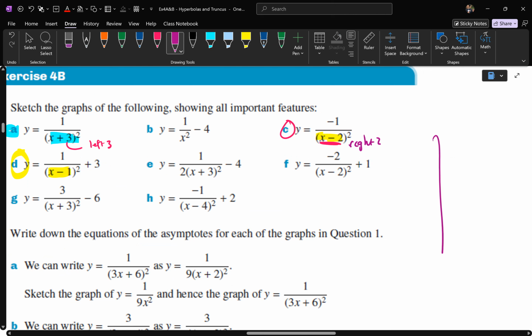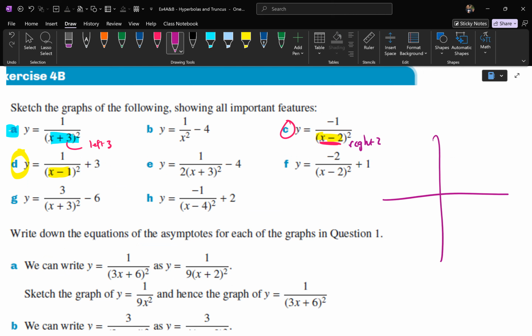So if I asked you to sketch these graphs now, let's just do D as an example. We know it's a truncus shape, so it has to look like a tree trunk. We know that it moves up by 3, so here we go, up by 3. That's my new horizontal asymptote. Vertical asymptote, you move to the right by 1, like Mete said. So here we go, x equals 1. And it's a truncus.